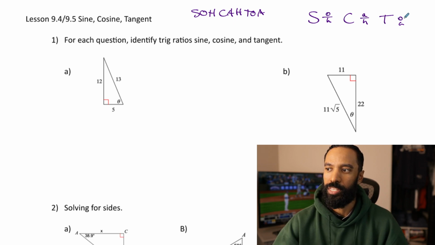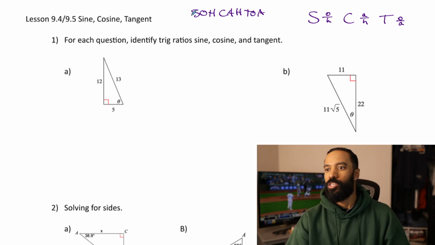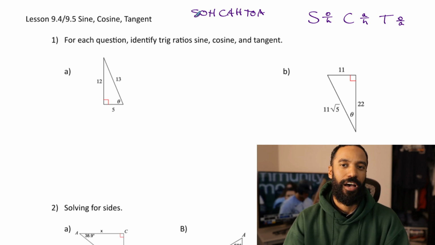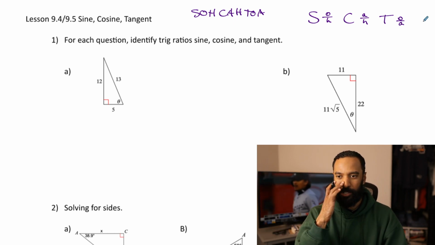SOHCAHTOA. It's all about this division of these things. And I'll use this one to talk about what it is that we're doing. SOHCAHTOA is just a 9-letter word in some way to say that the sine of an angle equals its opposite over hypotenuse. The cosine of an angle is adjacent over hypotenuse. Tangent of an angle is opposite over adjacent.